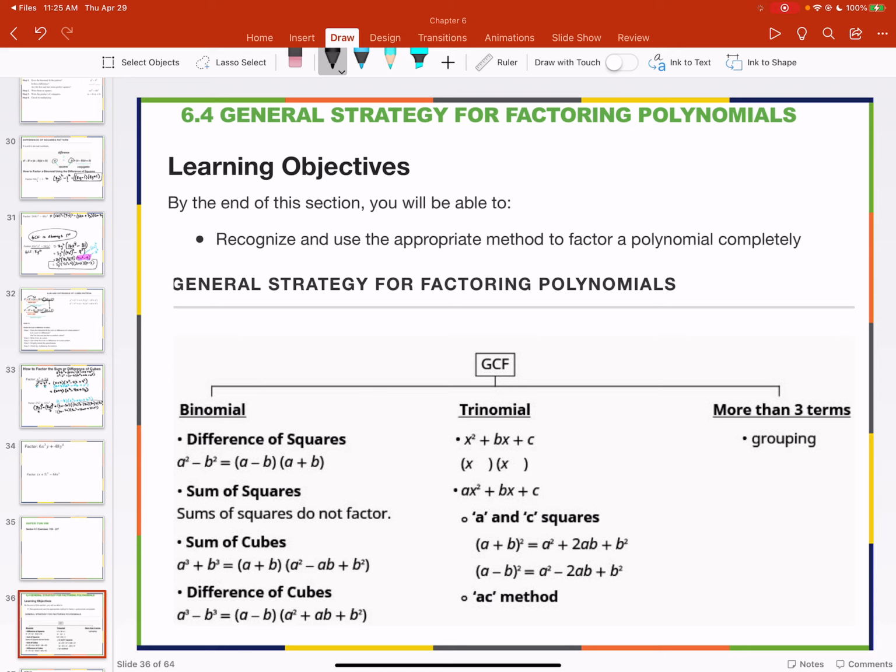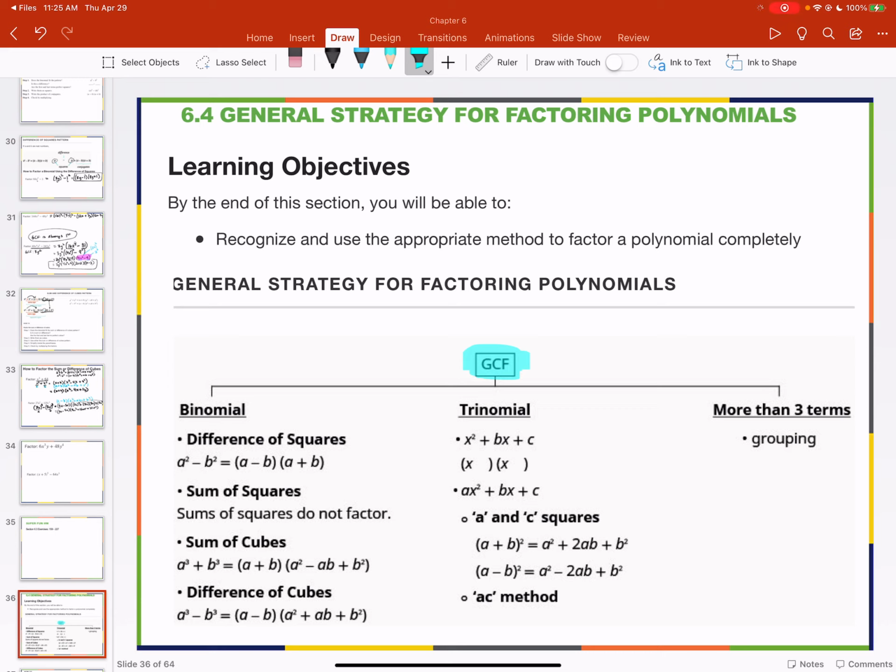Okay, well, you're in luck because this is what you do. When you first look at it, you ask yourself, is there a GCF? That's the first thing. Anytime you look at a polynomial you're about to factor, is there a greatest common factor? And then you factor that out.